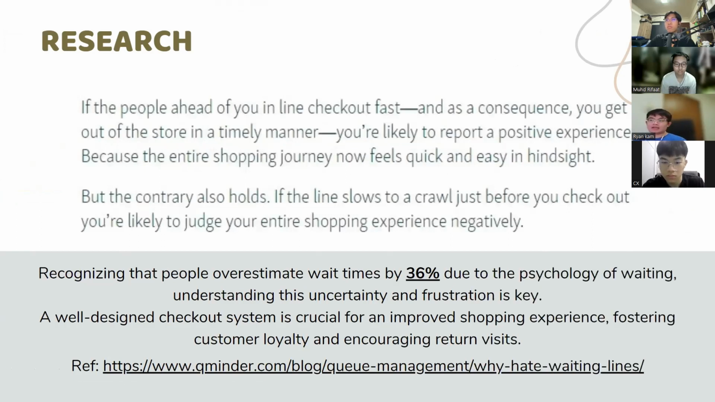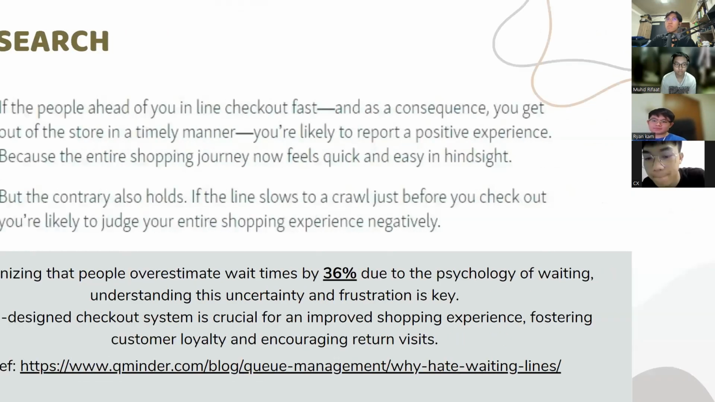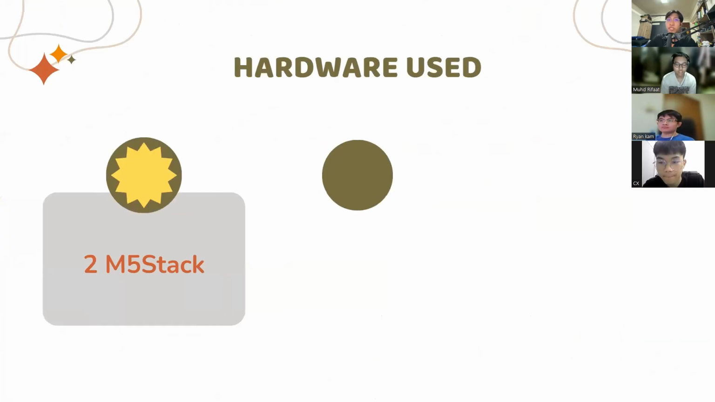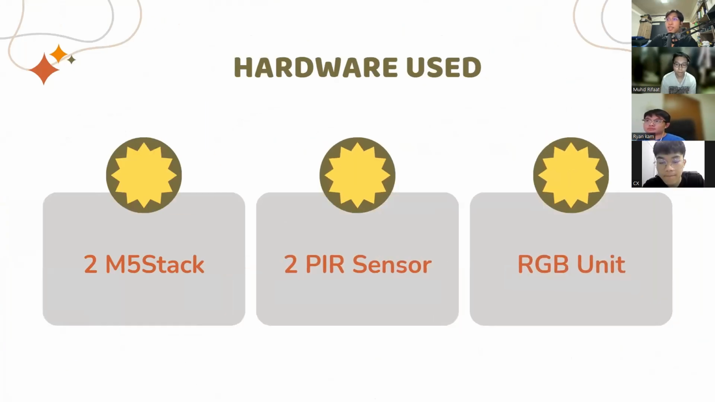Lastly, the last slide shows that customers will also get frustrated if they experience disruptions and have to wait even longer, and if they don't know their wait times. So again, our project will have an RGB unit to inform them of the wait time. Okay, so this is our hardware use. In this project, we use two M5Stacks, two PIR sensors, and one RGB unit.